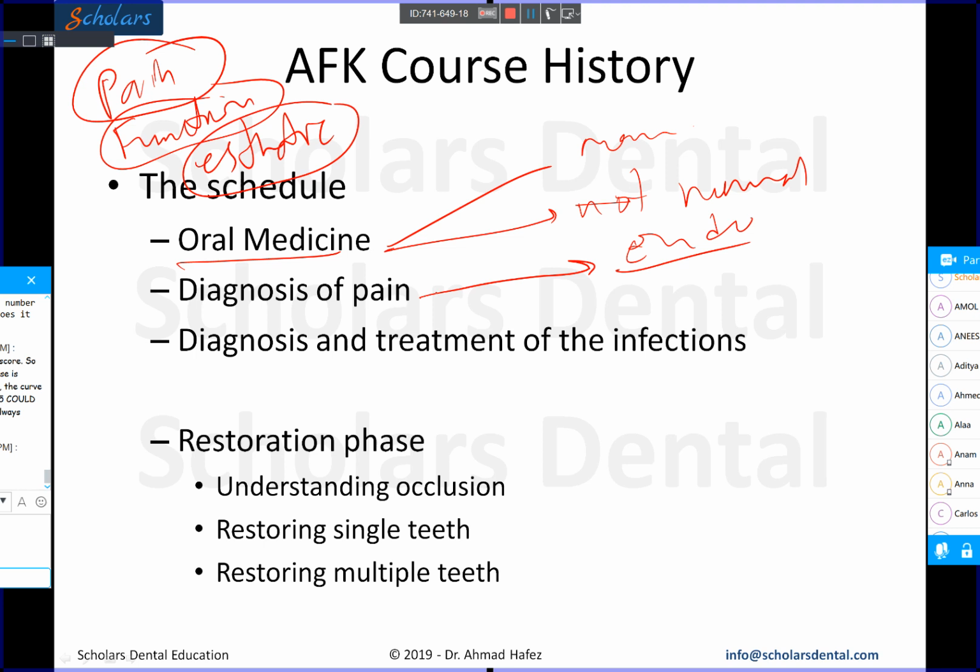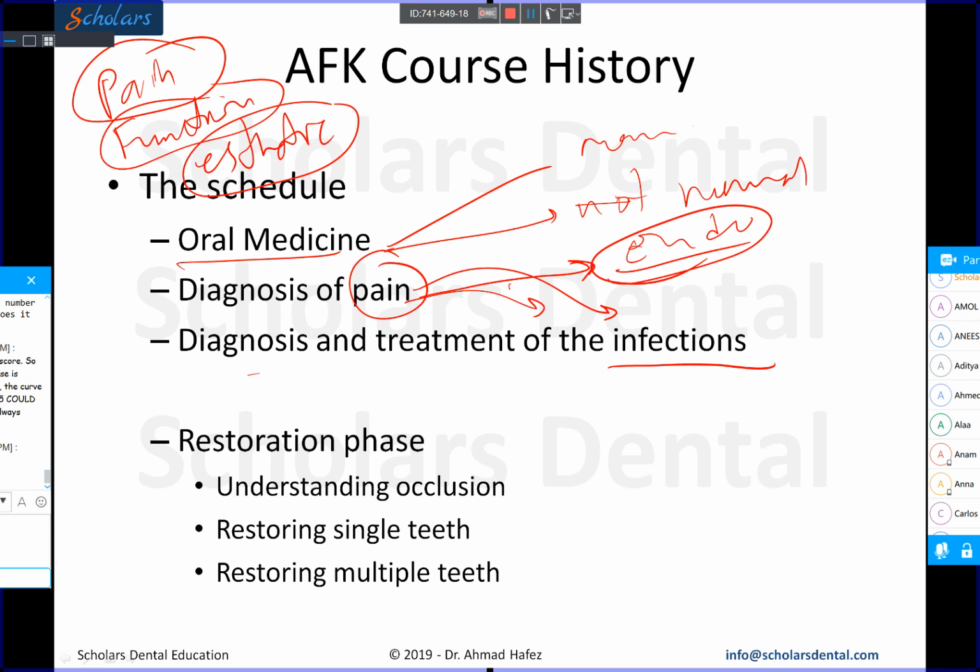So I thought, okay, the main thing I need to understand is how to diagnose pain, because sometimes pain could be coming from the heart actually, or from the GI tract. And sometimes people do endos that don't really need endos, right? So you have to understand occlusion and how it's related to pain. So I learned diagnosis and treatment of infections and painful situations.